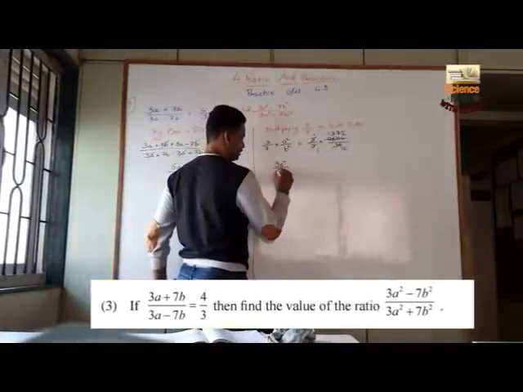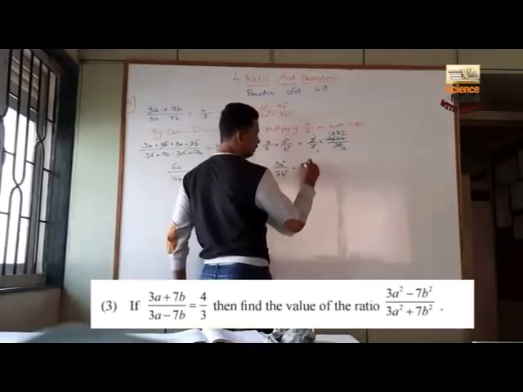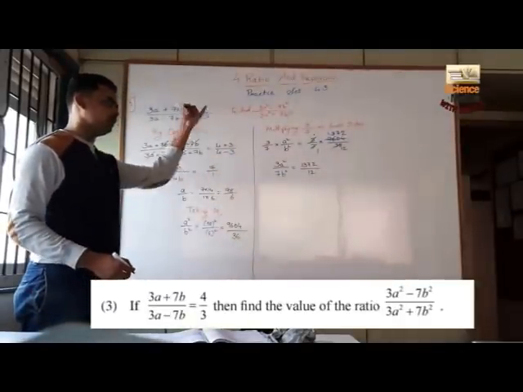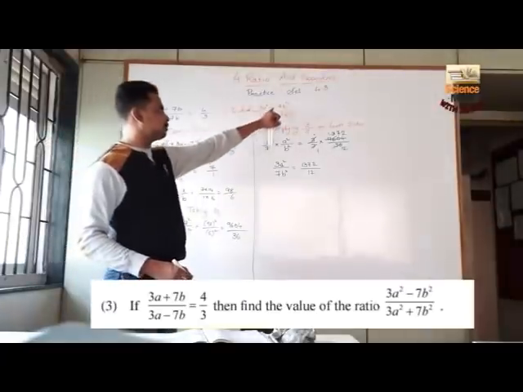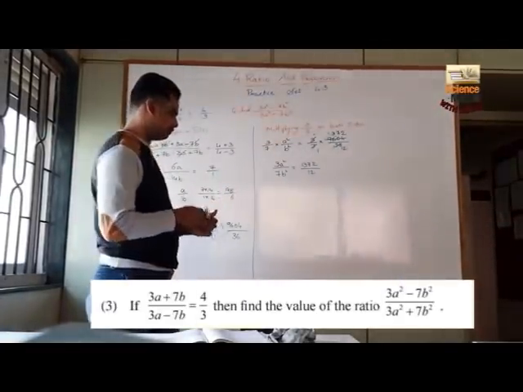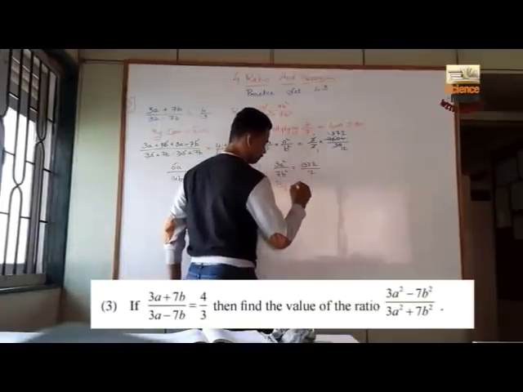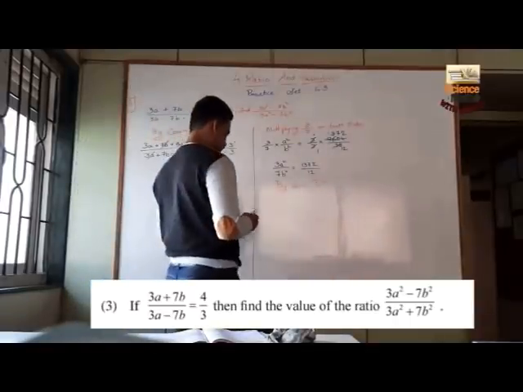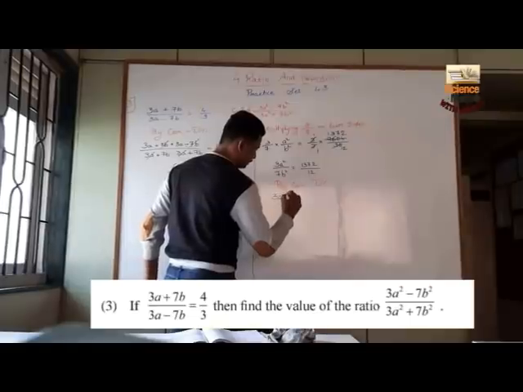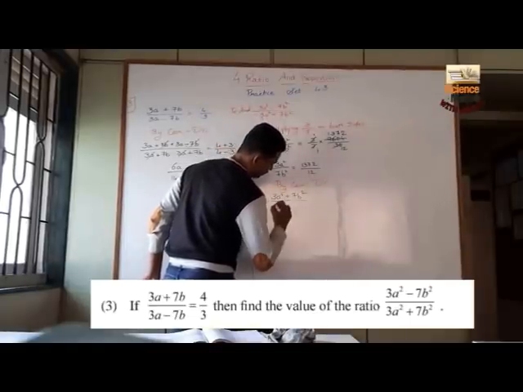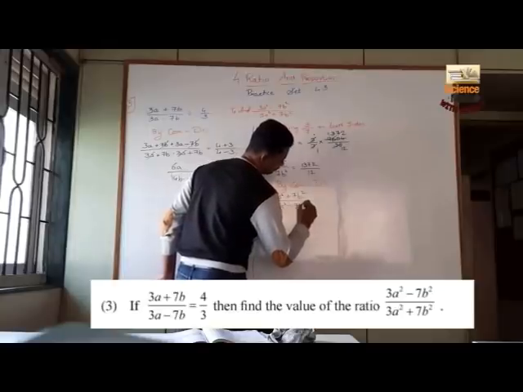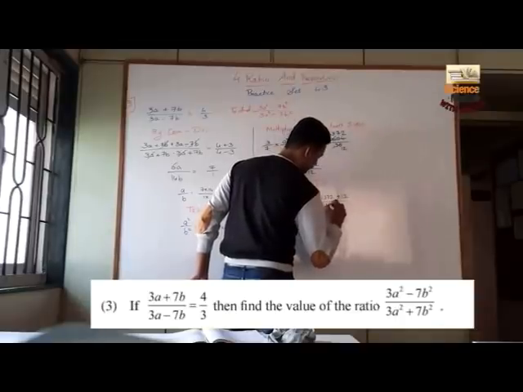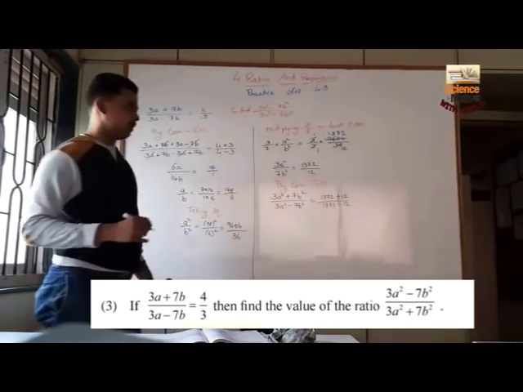3a squared upon 7b squared is equal to 1372 upon 12. Now the fun part is, let's see what we are supposed to find. Therefore, by componendo dividendo, 3a squared plus 7b squared divided by 3a squared minus 7b squared is equal to 1372 plus 12 upon 1372 minus 12. Getting it?